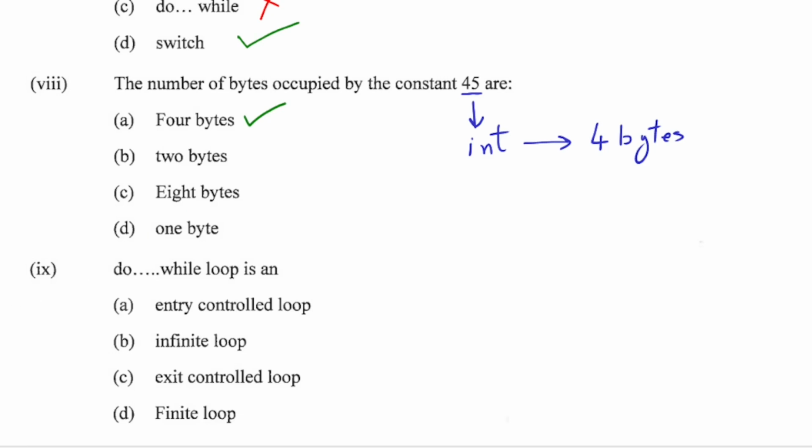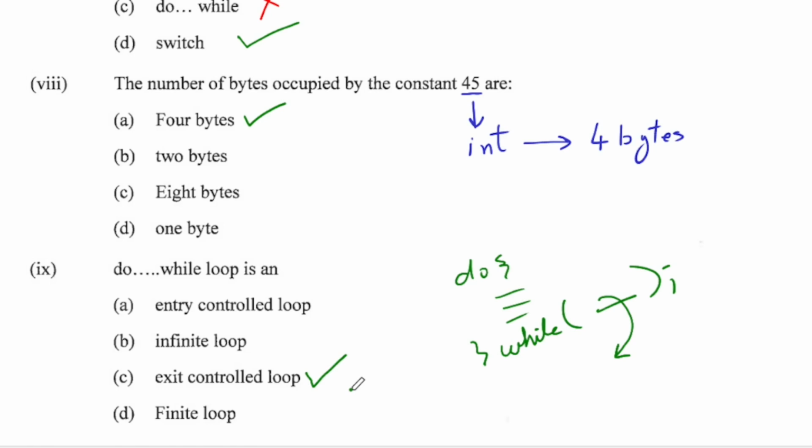The next question, that is question number 9, is: do while loop is an option A entry control loop, option B infinite loop, option C exit control loop, and option D finite loop. And the correct answer is it is an exit control loop. Why? Because whenever you give a do while, you first execute the body, then you reach the while, and then depending on what the condition is, you go out of the loop. So you are executing the body first, and then you are deciding whether or not to go out of the loop. Hence, it is an exit controlled loop.